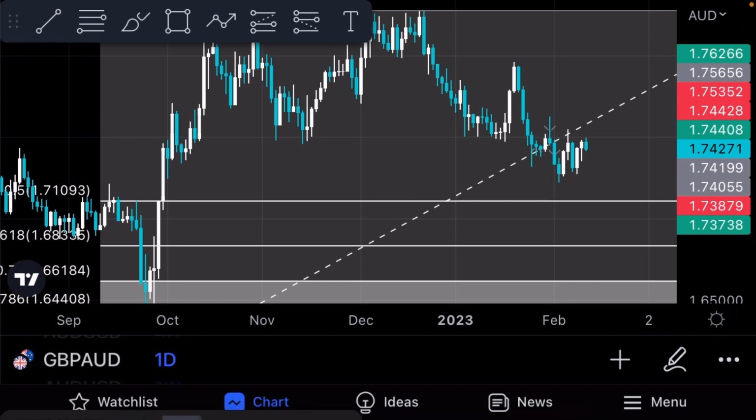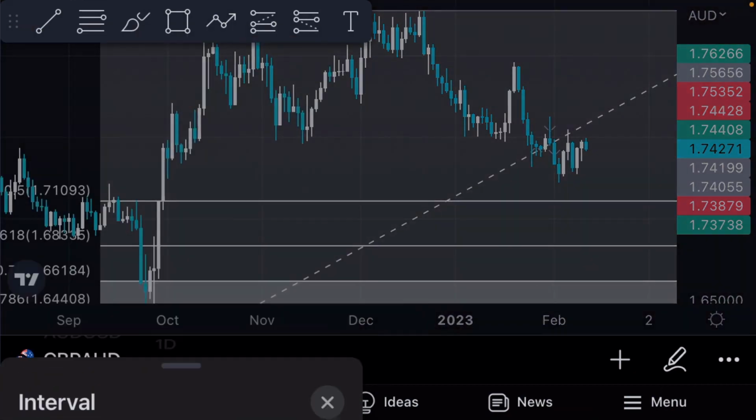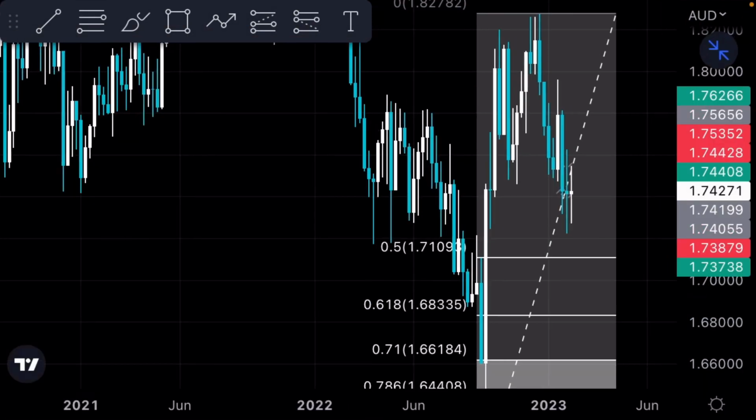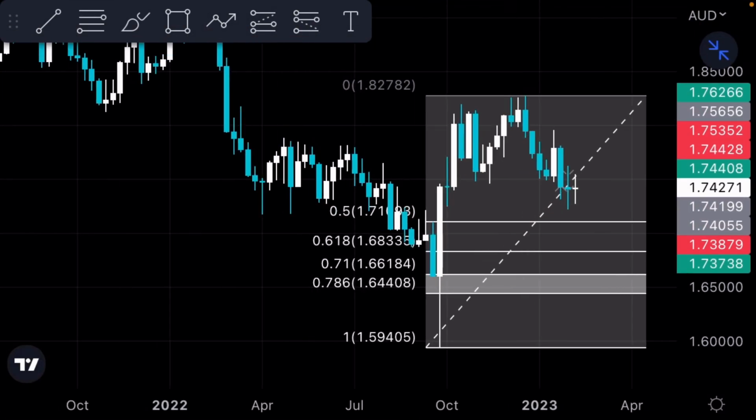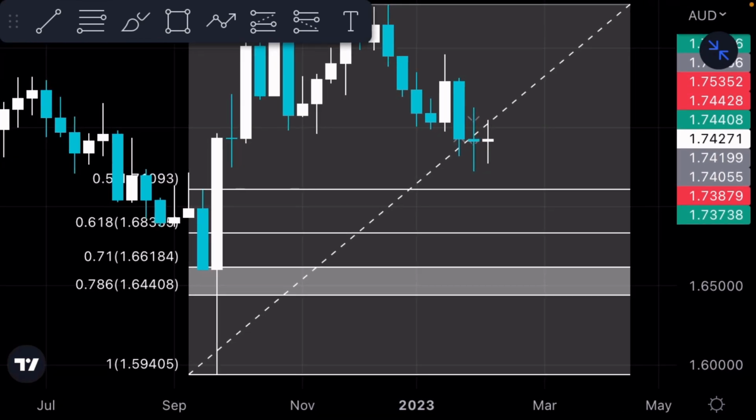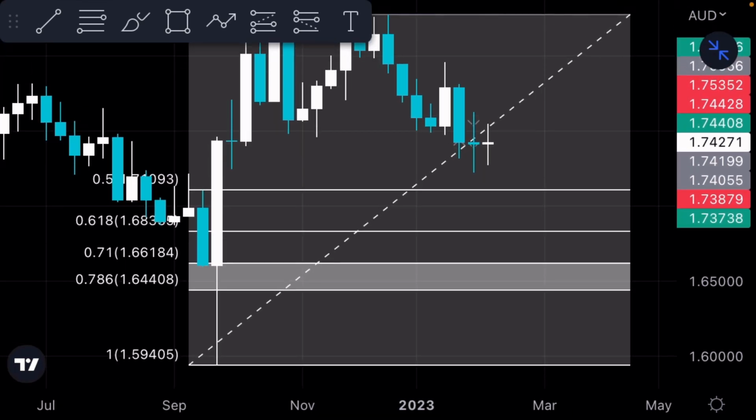Starting with our top-down analysis from the weekly chart. There have been some changes in my layouts. That is why we are having a new TradingView view.